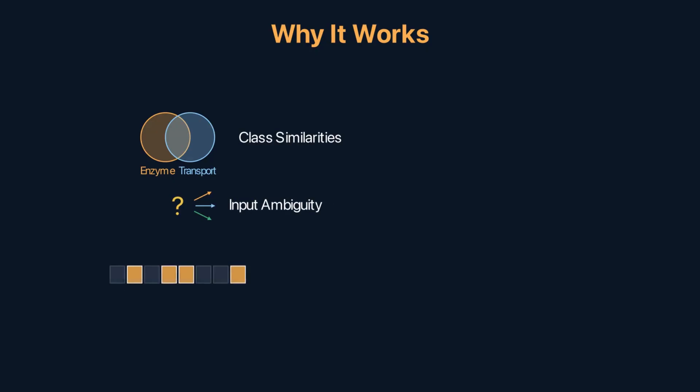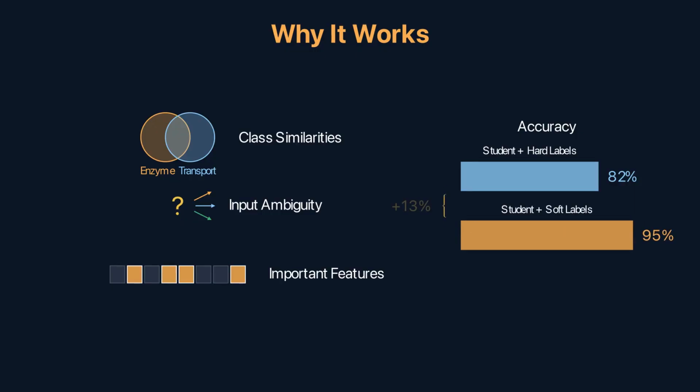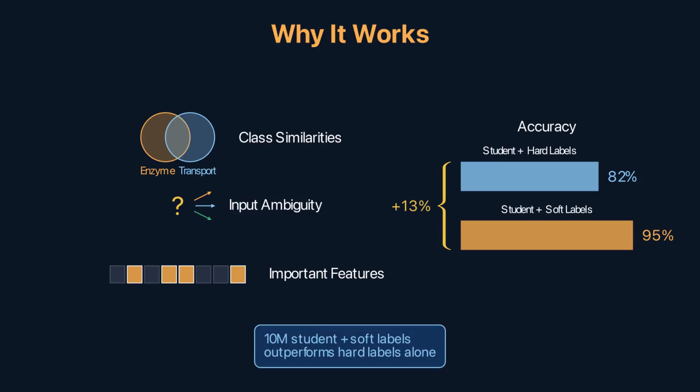Why does this work? The master's soft labels encode three things hard labels miss. Which classes are similar? Which inputs are ambiguous? Which features the master considers important? A 10 million parameter student trained on master's soft labels consistently outperforms the same student trained on hard labels alone.